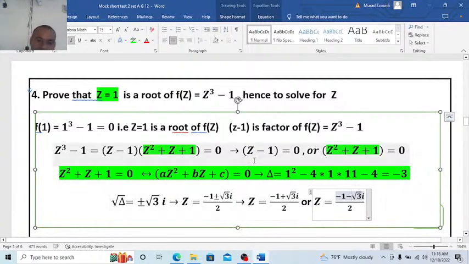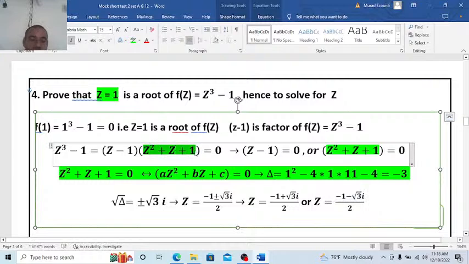Thank you for listening. I hope that's clear for you to find this. We said that z squared plus z plus 1 is the quotient when you divide this by the linear factor z minus 1.